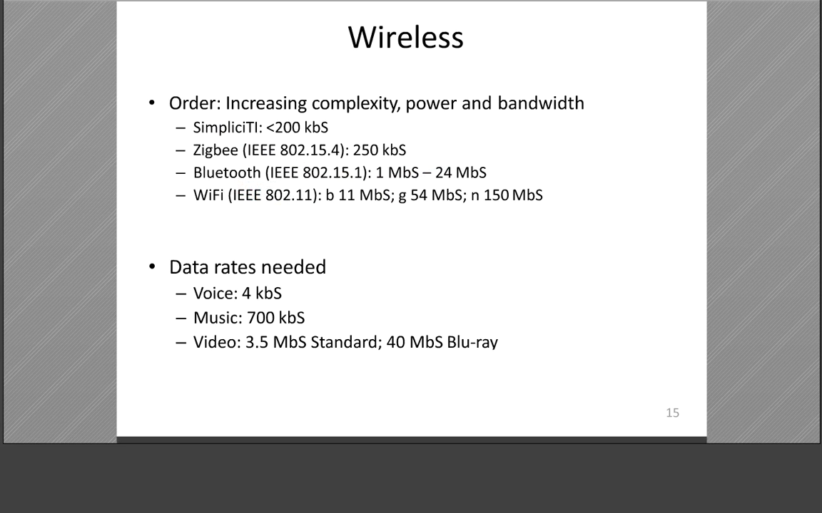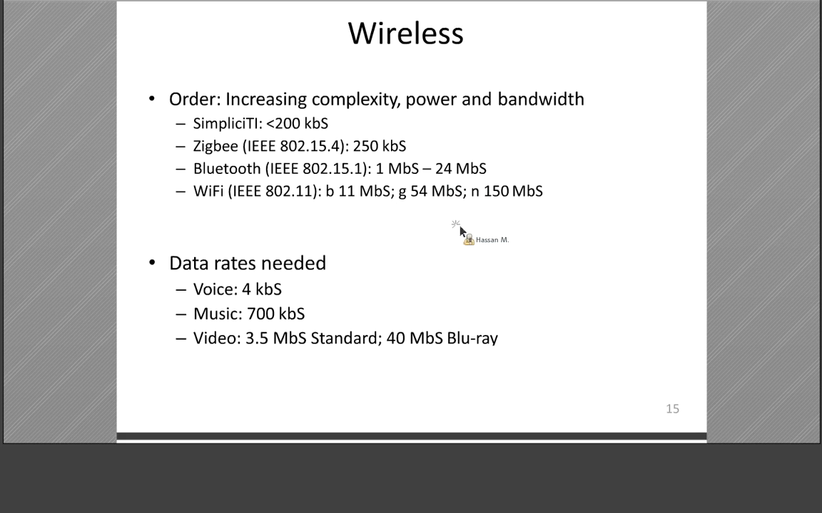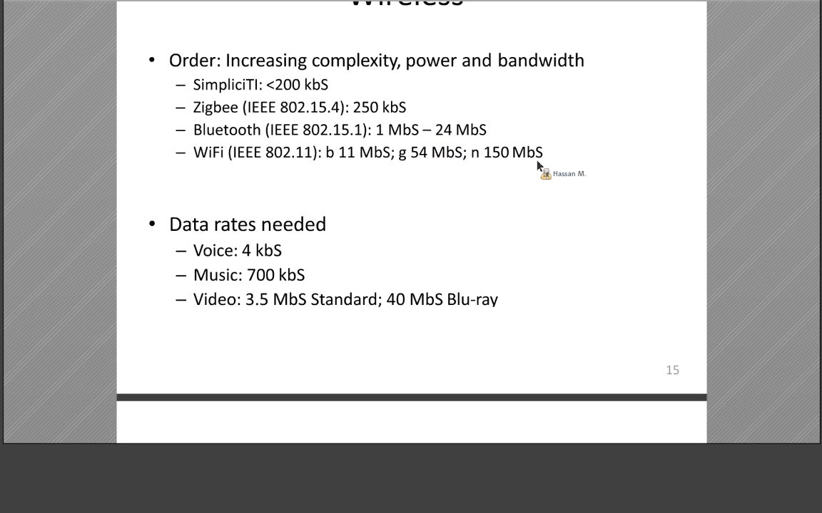Bluetooth, some Bluetooth standards, may be from 1 megabit per second to 24 megabit per second or more. Wi-Fi A, Wi-Fi B, Wi-Fi G, Wi-Fi N: for example, 11 megabit per second, 54 megabit per second, 150 megabit per second, etc. That's right. Some channels gathered together give more than this bandwidth.